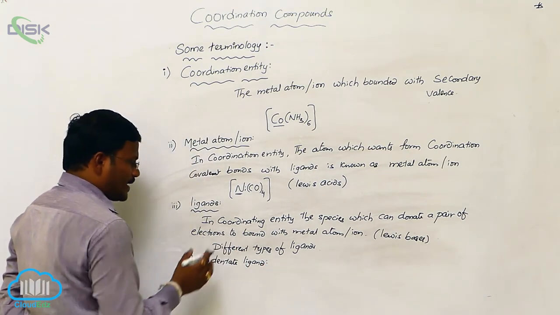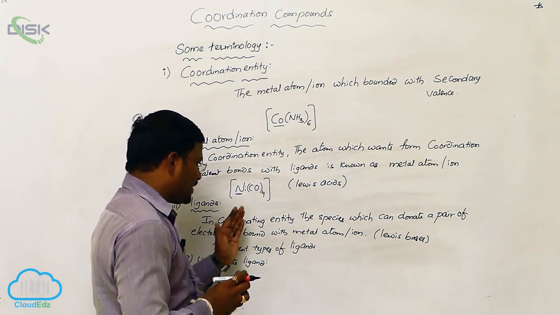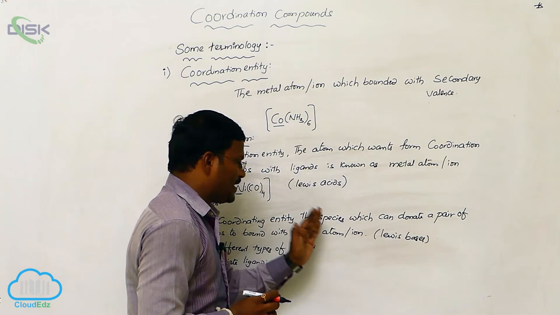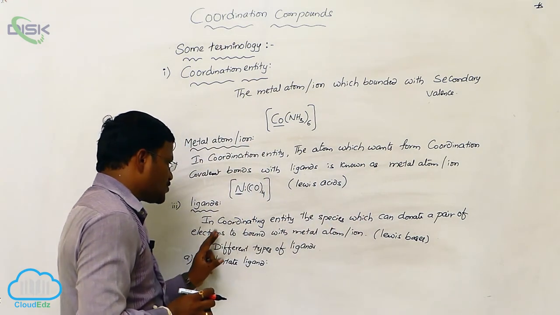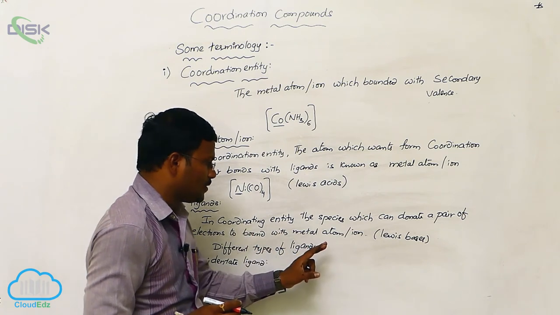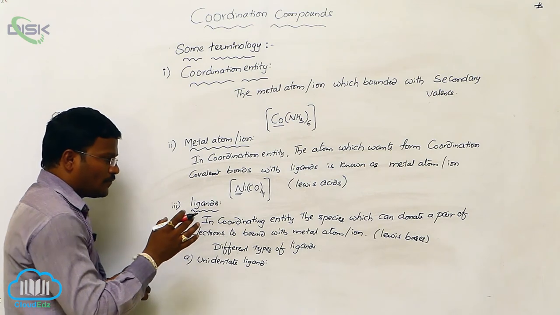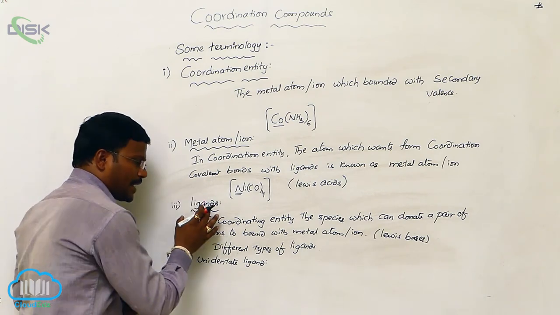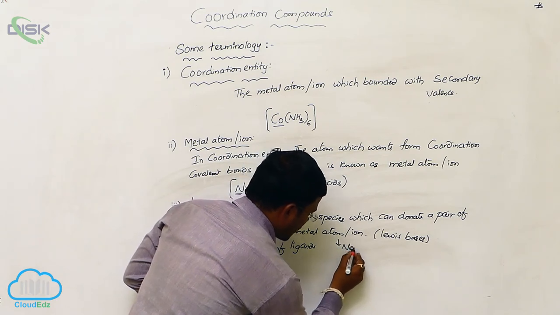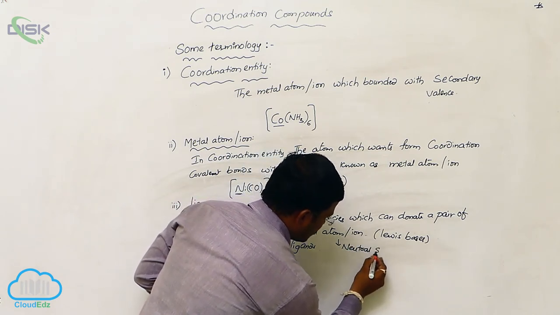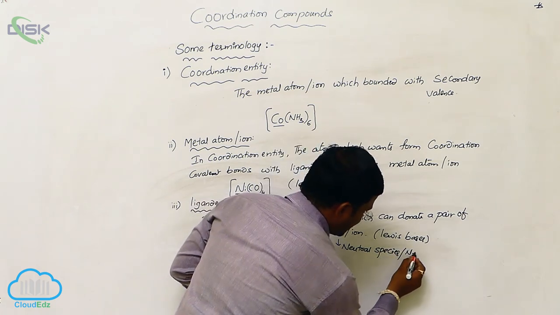Before going to explain unidentate ligand, once again, in coordinating entity, the species which can donate a pair of electrons to bond with metal atom or ion, or to form a coordination covalent bond with metal atom or ion, is called as ligand. Generally, the ligands may be neutral molecules or species or negative ions.